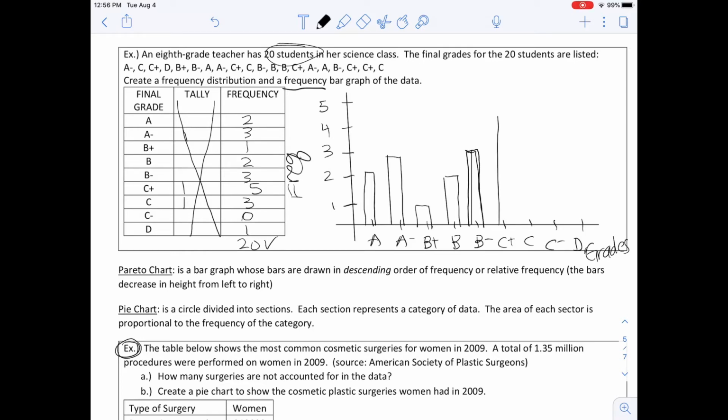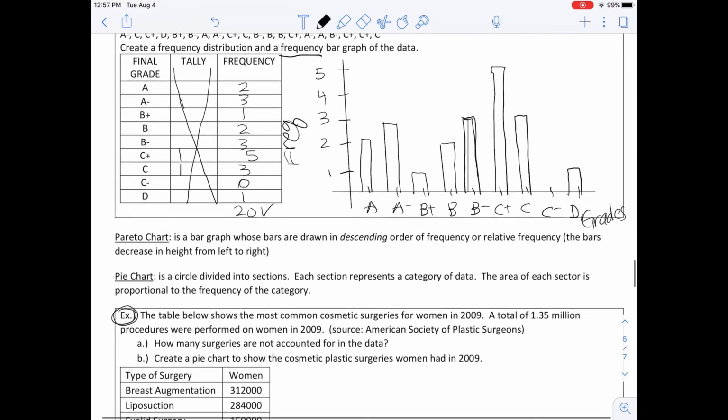We have 5 C pluses. We have 3 C's. C minus, we just leave blank. And then we have 1 D. So again, check to make sure that you labeled your axes on your bar graph.